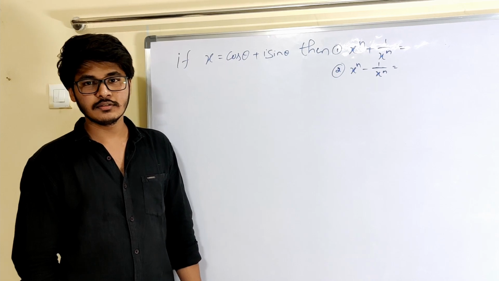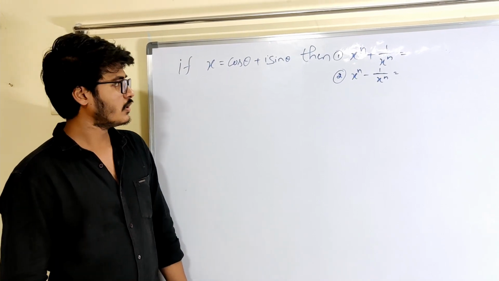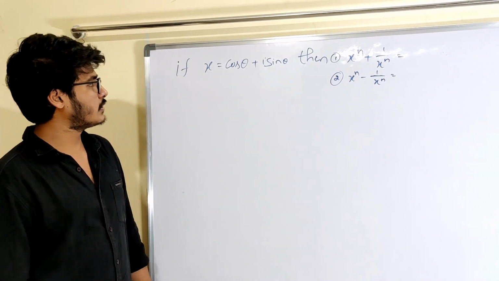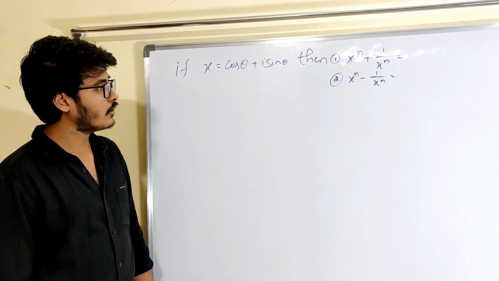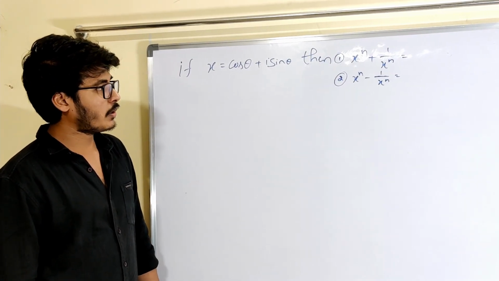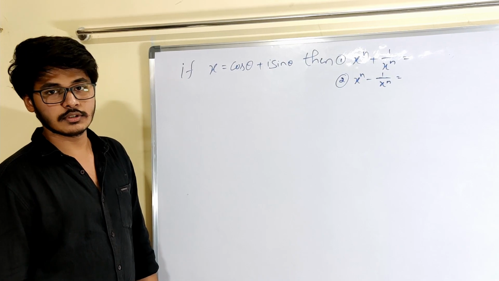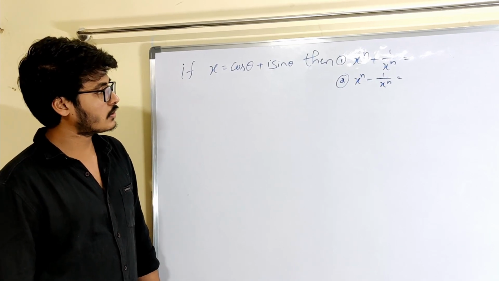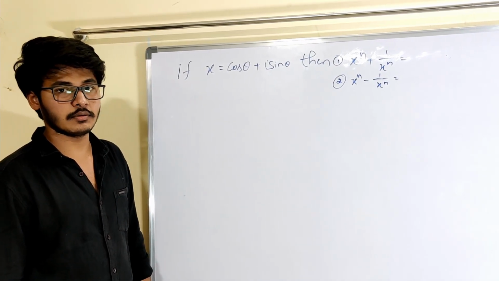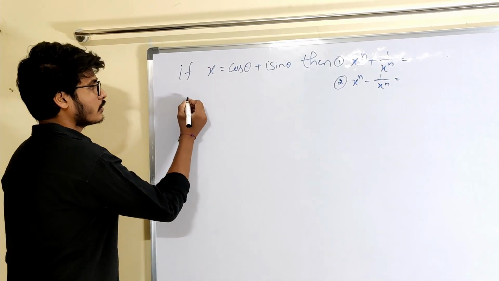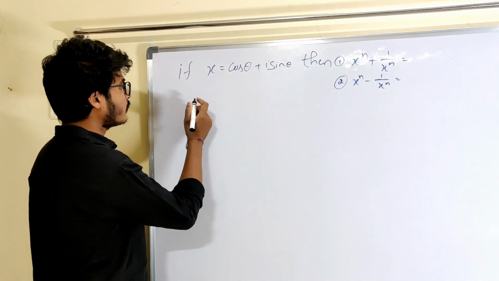Myself Naveen. Now we will see some questions in mathematics. Here the question given is, if x is equal to cos theta plus i sin theta, then x power n plus 1 by x power n is equal to, that's the first question. And the second is x power n minus 1 by x power n is equal to. Here, now we will see how to solve this question.